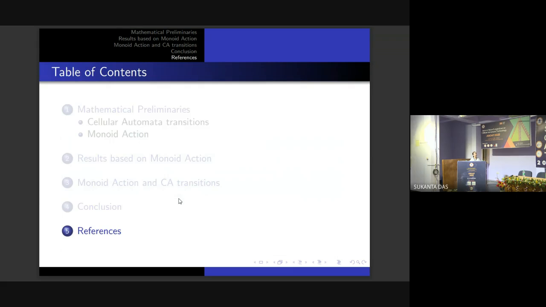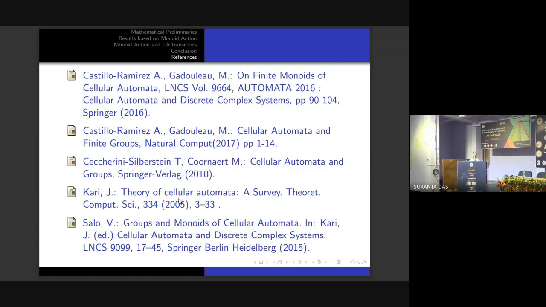Some of my references were these. My work was mainly based on Castillo Ramirez and Ceccherini-Silberstein's work. And of course, Jarkko Kari's paper is always our motivation for working in cellular automata.